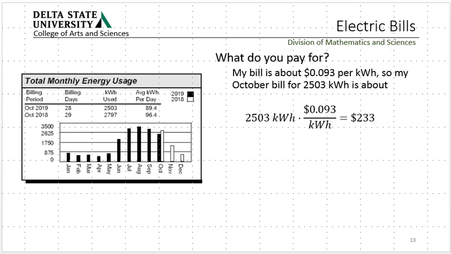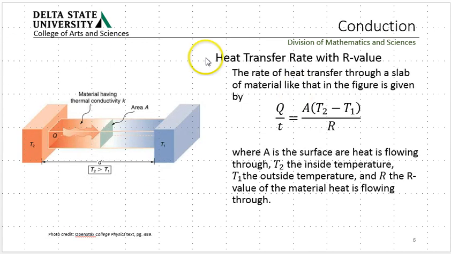And if you look at my bill, I'm paying about 9.3 cents per kilowatt hour. So my October bill, 2,503 kilowatt hours, ended up being about 233 bucks. Okay, so why are we talking about this in the context of heat flow? Heat transfer, R values, and all that kind of stuff.